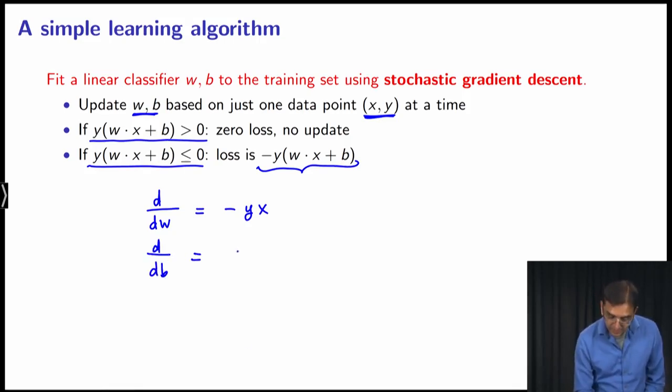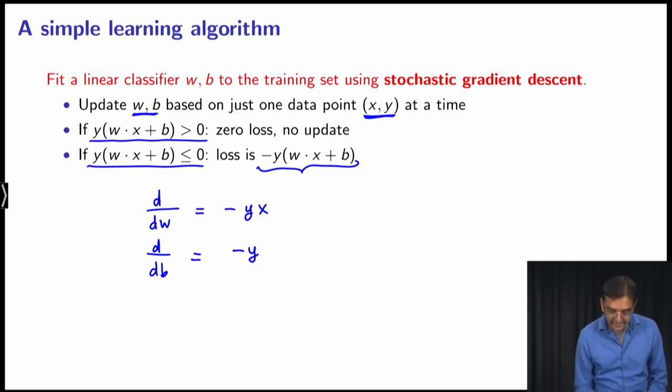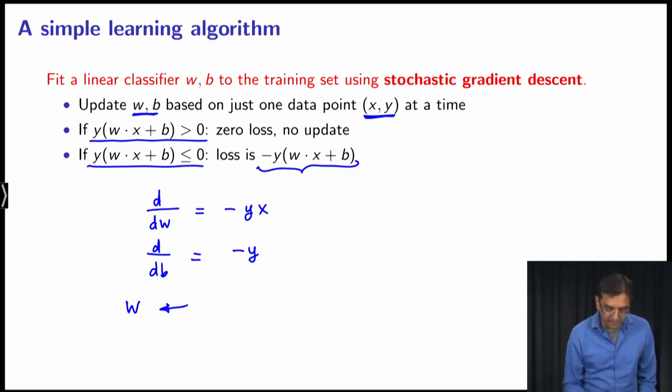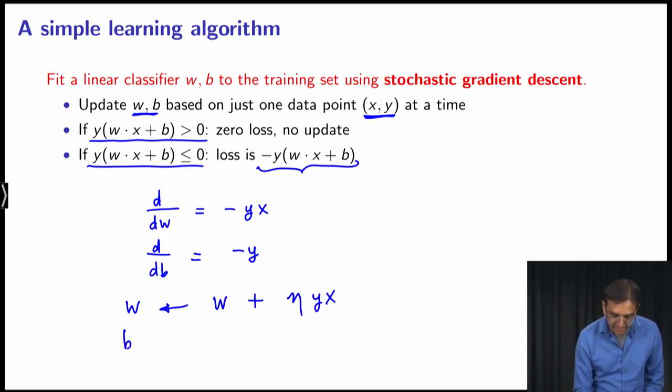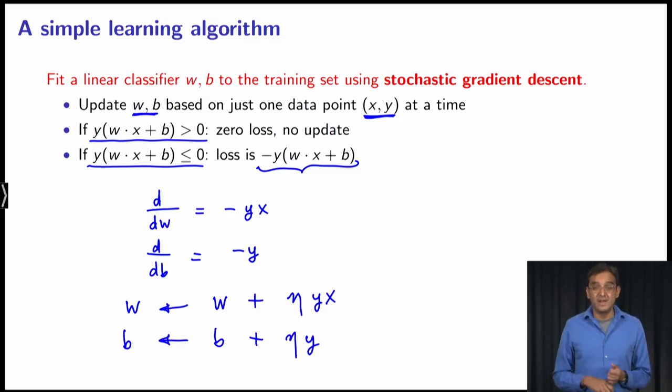It is just minus Y. And so the stochastic gradient update in this case would be to take W and move in the negative direction of the derivative. So we take W and we go plus YX, and we also have a step size eta. And we take B and we also move in the negative direction. So step size times Y. That's the stochastic gradient update.